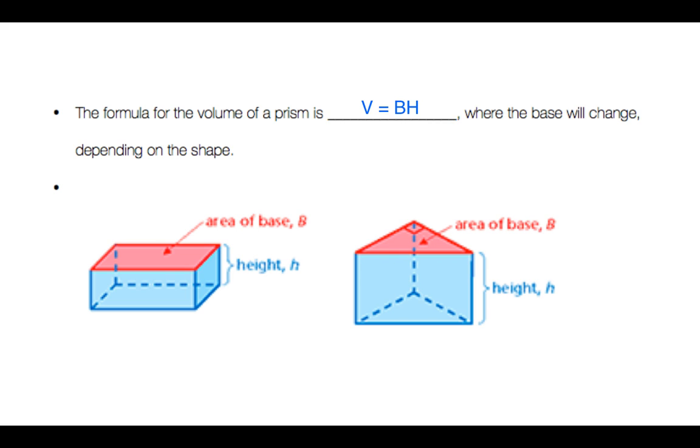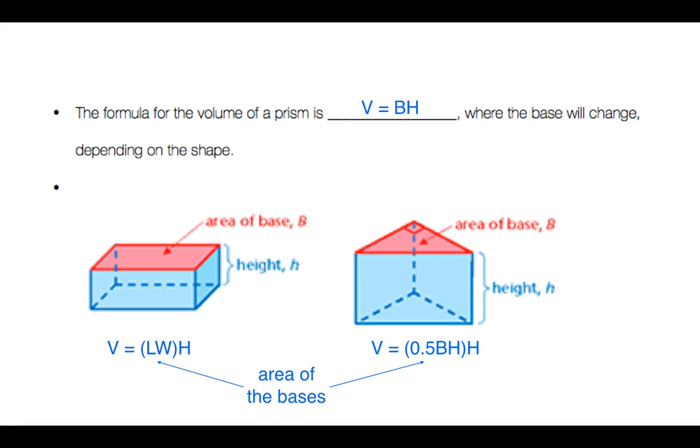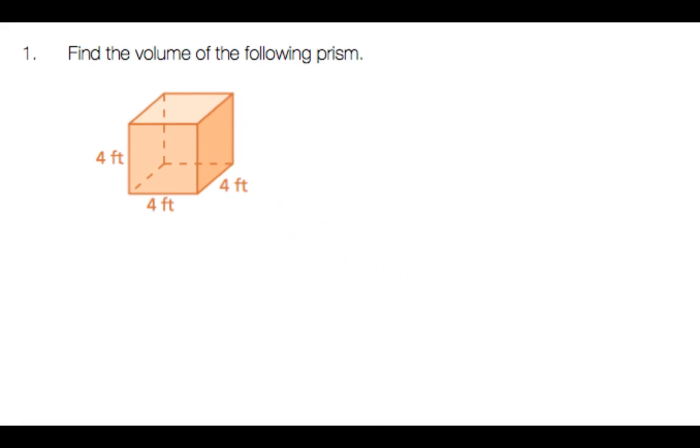The first one is the base is a rectangle, which is length times width. And the second one is a triangle as a base, which is 1/2 base times height. We're going to look at other examples where the base might be a circle or other shapes. So one big difference when we're finding the volume is that the base might change. So let's look at some examples.